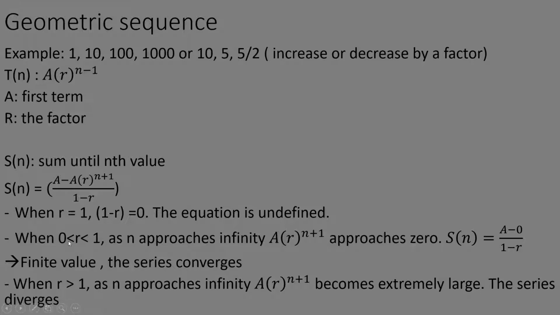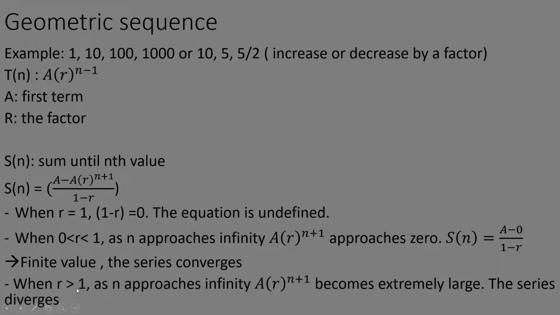However, when r is less than 1 but more than 0, as n approaches infinity, a r raised to the power n plus 1 approaches 0. For example, if you raise 0.5 to the power 1000, the value approaches 0, and as you keep increasing the value of n, it becomes smaller and smaller until it is approximately 0. To estimate the sum, you can substitute 0 in place of a r raised to the power n plus 1, which will give you a finite value. This shows that the series converges to a point.